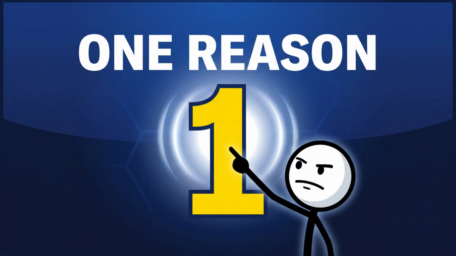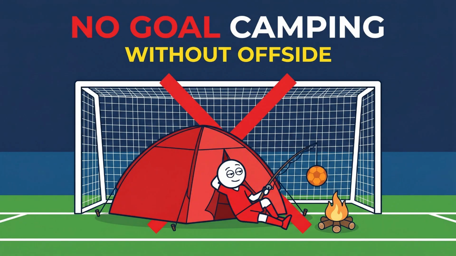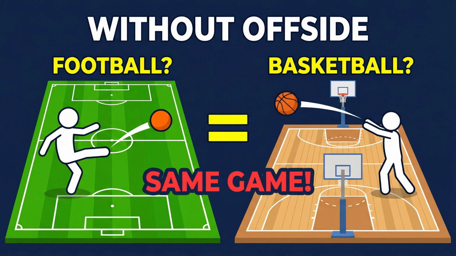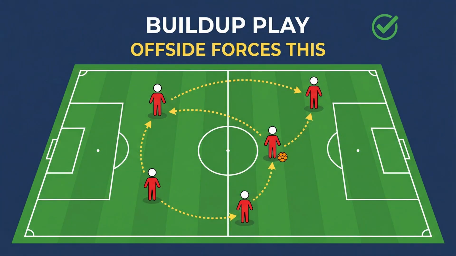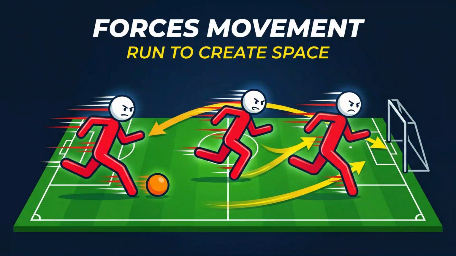The rule exists for one reason: to stop players camping in front of the goal waiting for long balls. Without offside, football would be basketball. Just launch it forward every time. The offside rule forces build-up play. It forces tactics. It forces movement.